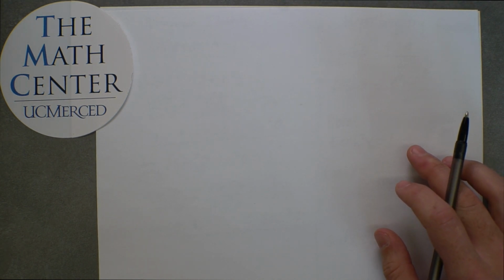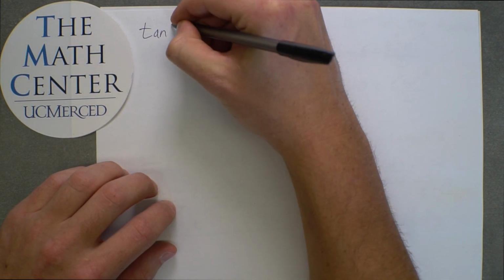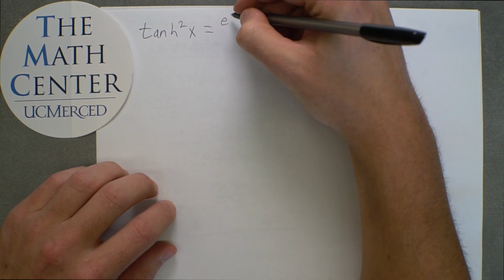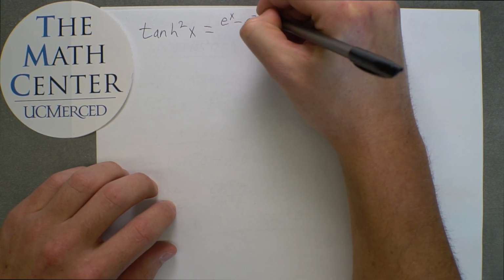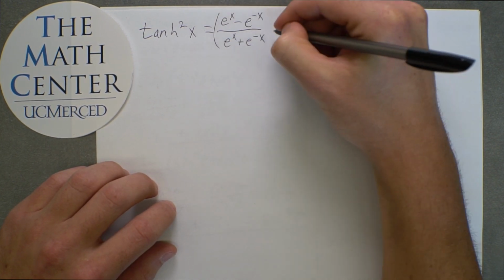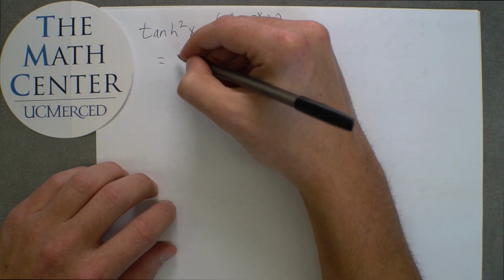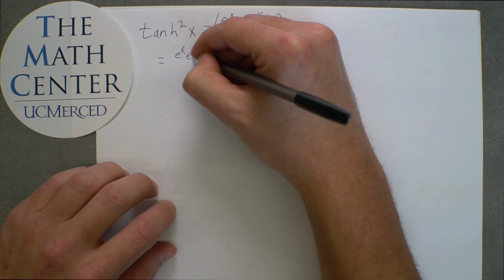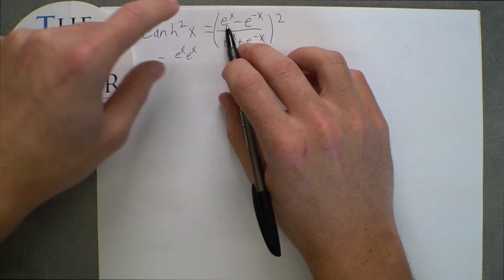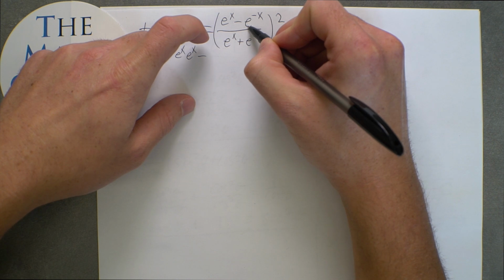Okay, so here we go. We start with tanh squared of x, which is equal to e to the x minus e to the negative x over e to the x plus e to the negative x, quantity squared. This is going to be equal to e to the x times e to the x, right? We have to FOIL the top, so the first, and then we do the outer, which is going to be this one and this one.